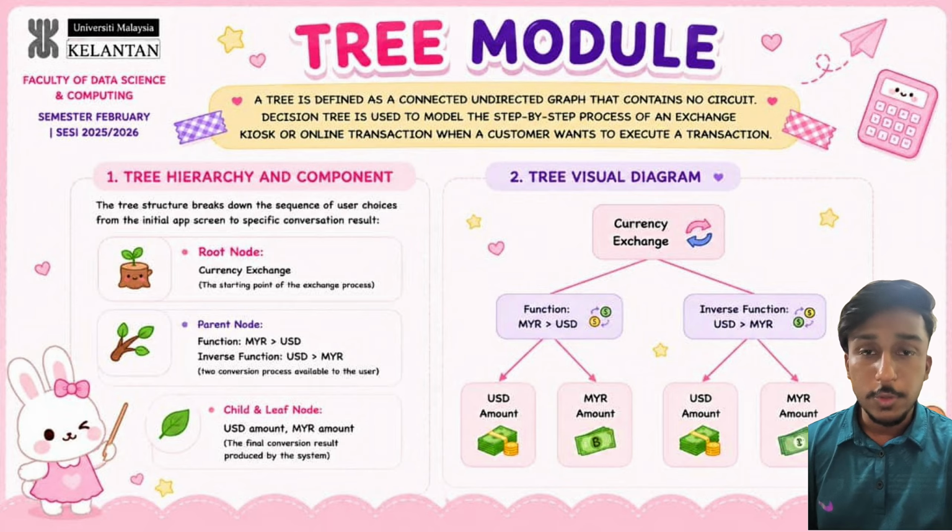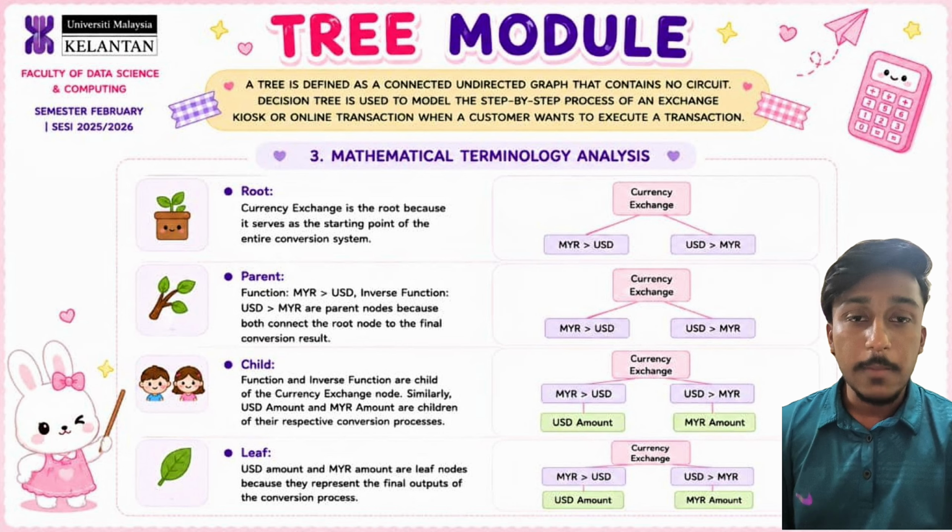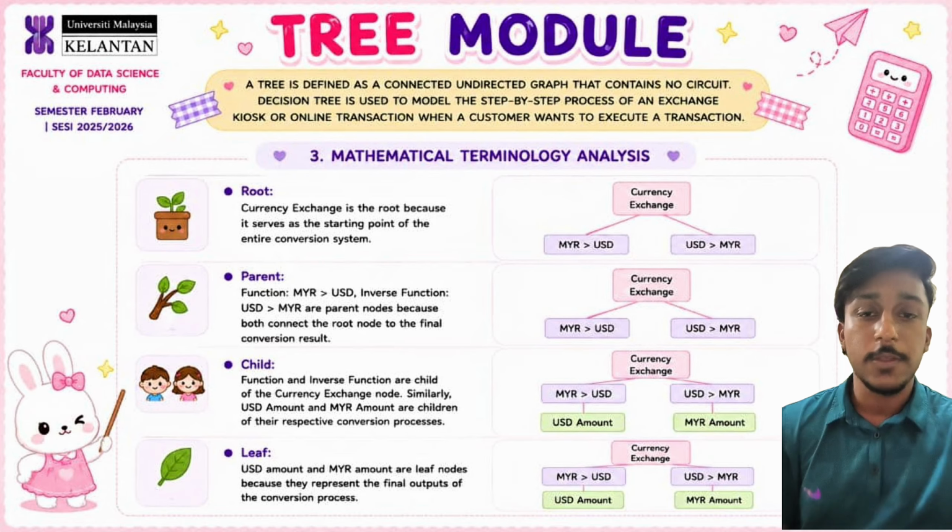Next is the tree module. A tree is a connected graph without any cycles. In our project, we use it to represent the step-by-step currency exchange process. The root node is currency exchange. Then it branches into two main processes, which are converting ringgit MYR to USD and USD to MYR. The final results, which are the converted amounts, are the leaf nodes. This tree helps simplify the decision-making process in currency conversion.